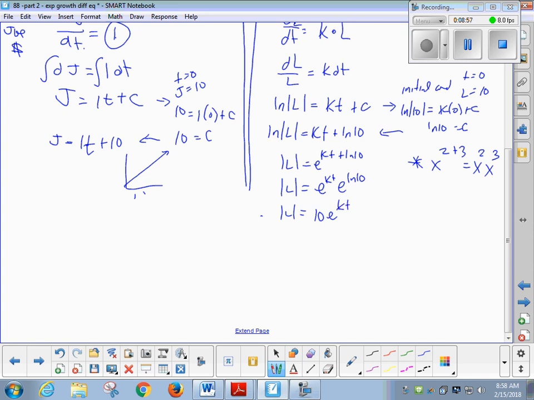And if I dump the absolute value, what happens? It's plus or minus, and then it involves choosing, but I know that at time 0, L is positive 10, so we choose the positive, right? L doesn't have, or Lou doesn't have, negative money in his account. It's positive 10 e to the kt.